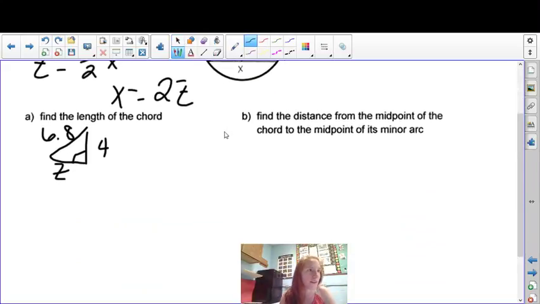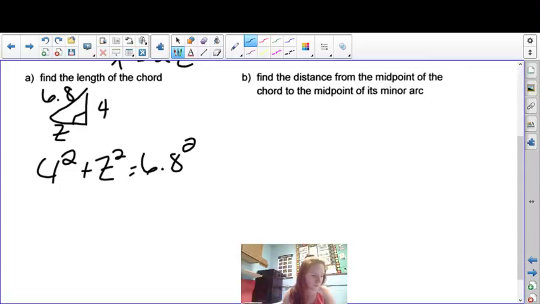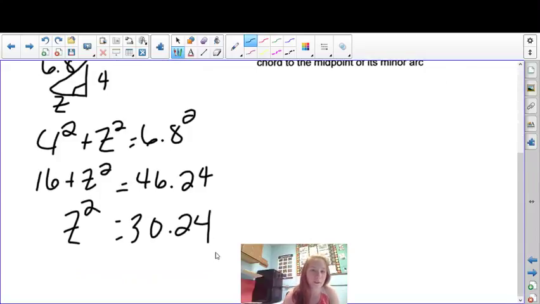Alrighty, so we're going to use our Pythagorean theorem again. So I have 6.8, oops, that's not what I wanted to start with, sorry guys. I have 4 squared plus Z squared is equal to 6.8 squared. So I have 16 plus Z squared is equal to 46.24. Subtract it and I get 30.24. Square root both sides and I get Z is equal to 5.5. That looks like an 8.